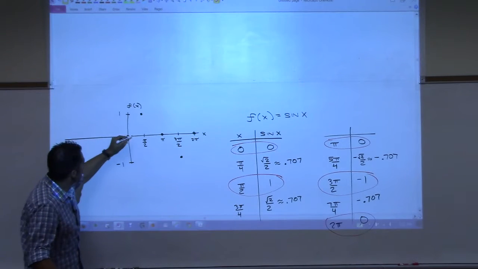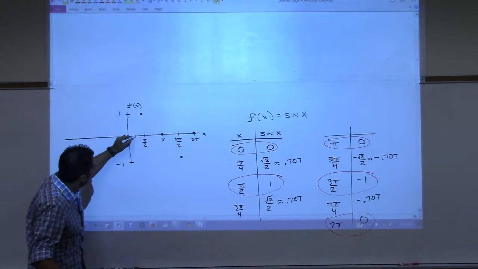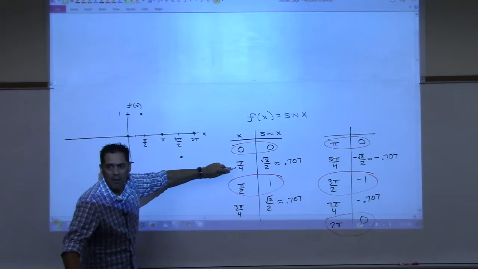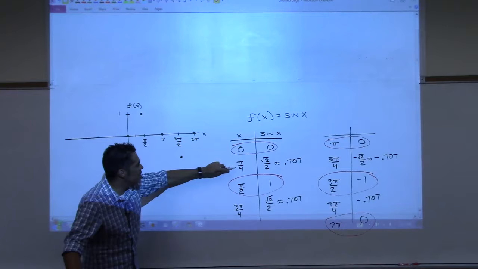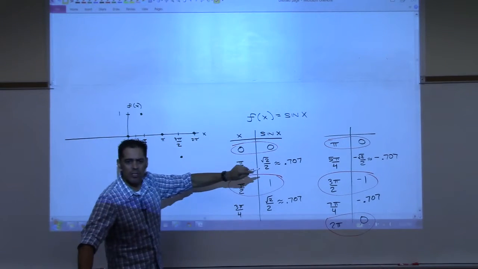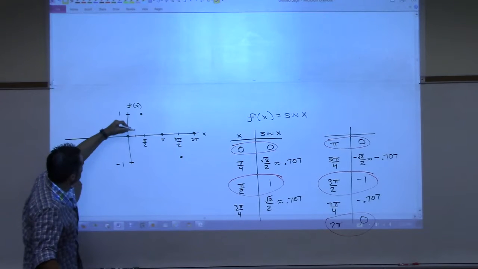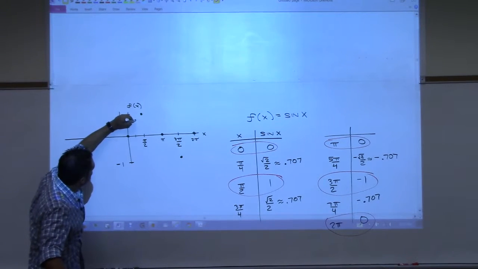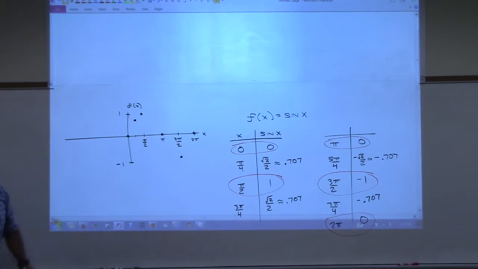Now, if we cut these in half, like what's halfway between 0 and pi over 2? Well, that should be this one, right? Pi over 4. What's the value of the function at pi over 4? 0.7-ish, which is more than halfway, right? So it'd be somewhere around here. I'm just kind of eyeballing that in.